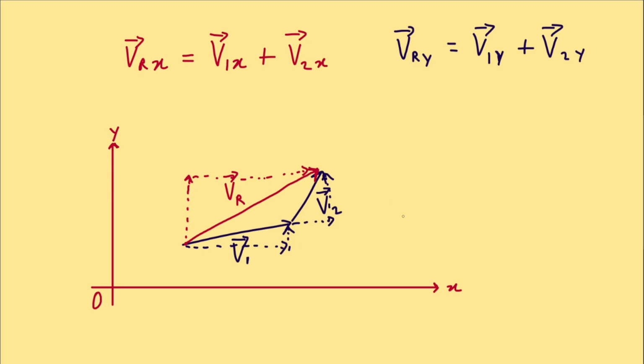And then once you find those values, you can go ahead and use Pythagoras to find the magnitude of the resultant vector itself. That's the basic concept behind adding by components. It's very precise and you're going to be using it a lot in 2D kinematics.